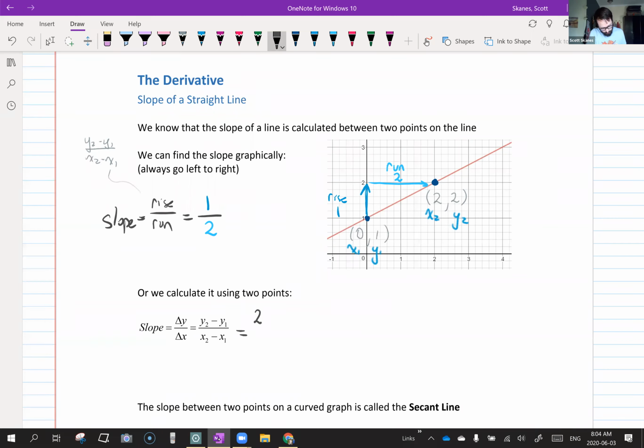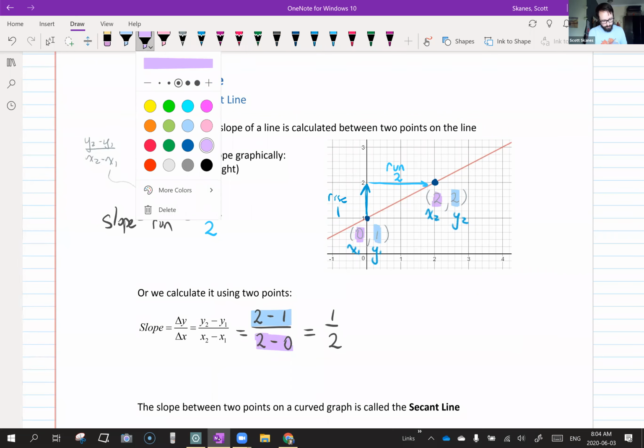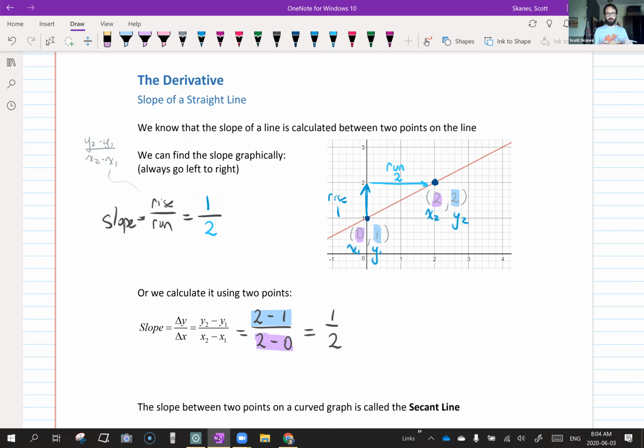y2 is 2. y1 is 1. x2 is 2. x1 is 0. So 1 over 2. So y values, x values. Basic slope stuff. So hopefully you remember what slope means. The line is not too steep and not too flat. The bigger the slope, the more like this it is. That's all we're talking about.